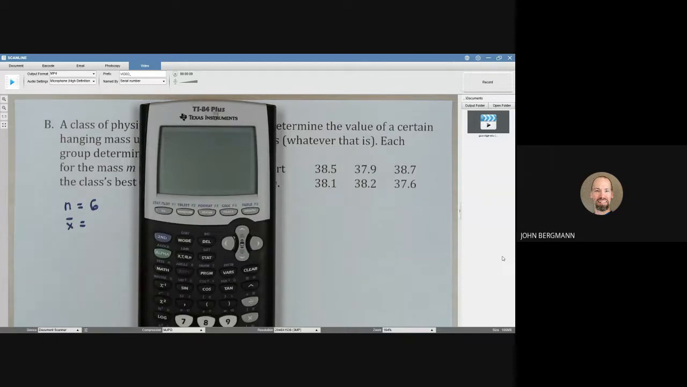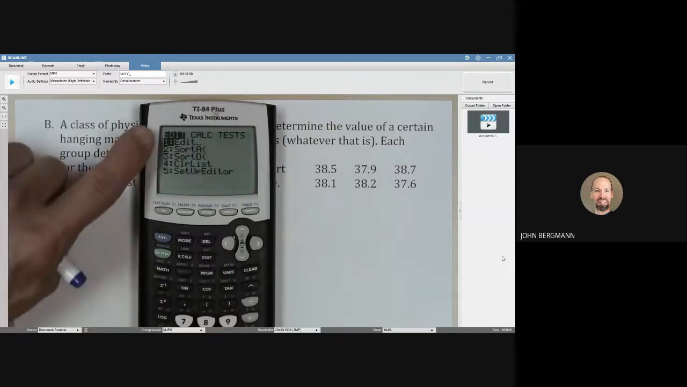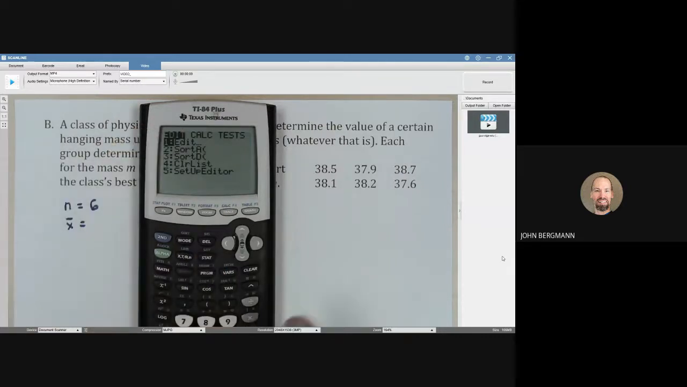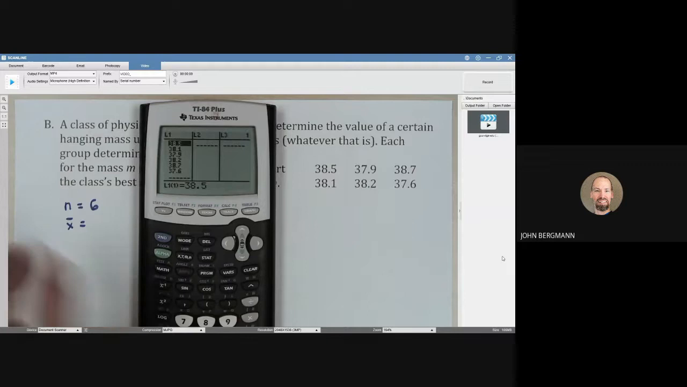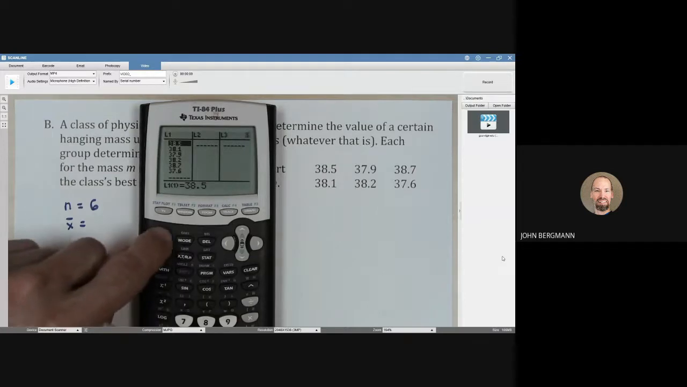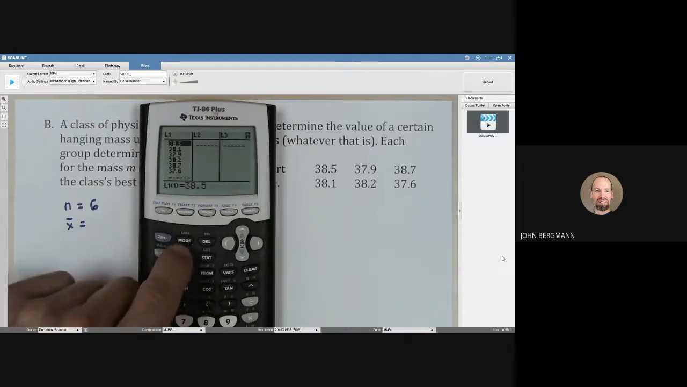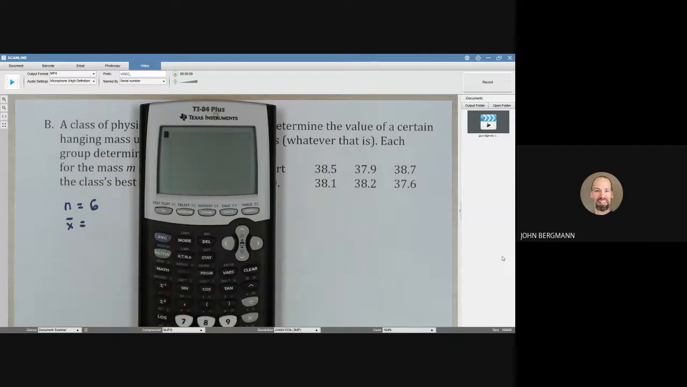So what we want to do is some statistics. I need to hit this stat button right there, and we are going to edit, which means we're going to put in our data points. So I'm going to hit enter. Now, to save time on this video, I've already entered those 6 data points in there. Once we've done that, we need to quit by hitting the second function and then the quit button, which is above the mode.